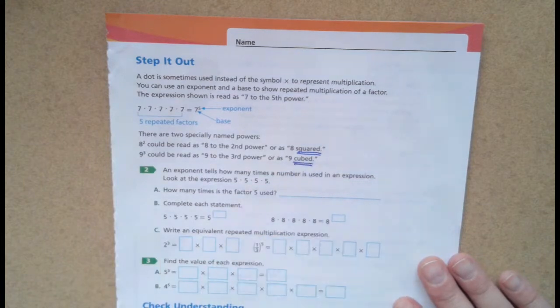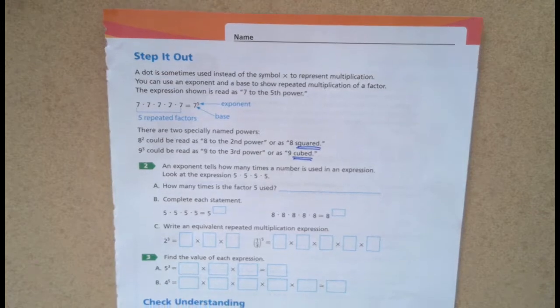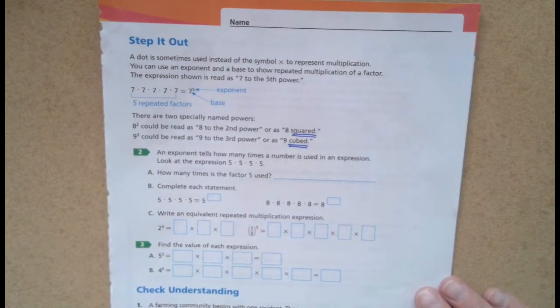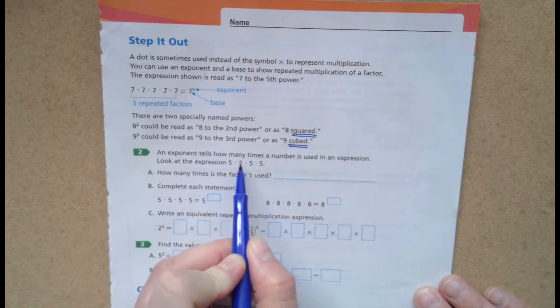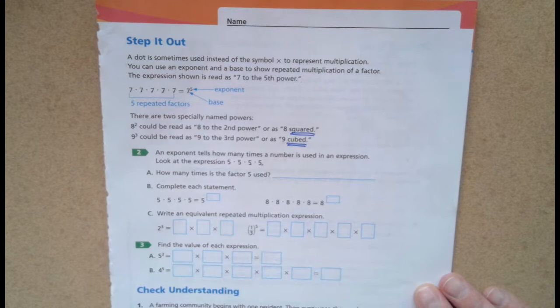An exponent tells us how many times a number is used in an expression. Look at this expression. We have 5 times 5 times 5 times 5. How many times is the factor 5 used? We have 1, 2, 3, 4. So 5 is used as a factor 4 times.